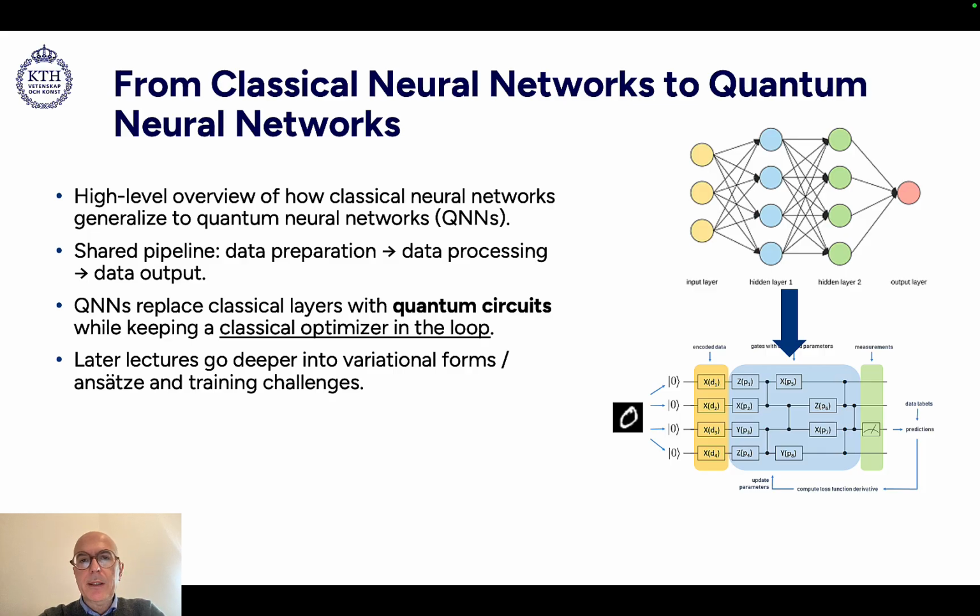in short. We will see that the pipeline, the different steps during neural network training and inference, are basically the same. We go from data preparation to data processing, data output, and then we loop around. The major difference between QNNs and classical NNs is that QNNs replace the classical layers with a quantum circuit. However, the classical optimizer is still in the loop, so we're going to use a classical optimizer in combination with the quantum circuit. Later on, in the following lectures, I will go deeper into the different aspects of this lecture. However, I want to give you now the big picture of the quantum neural network.